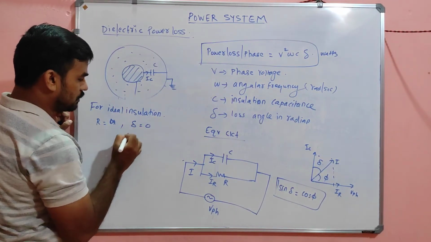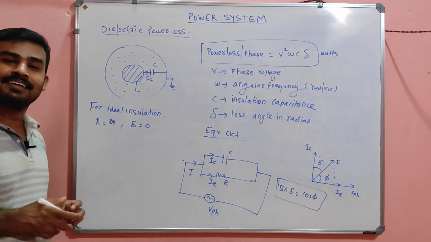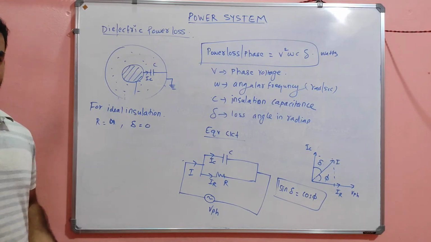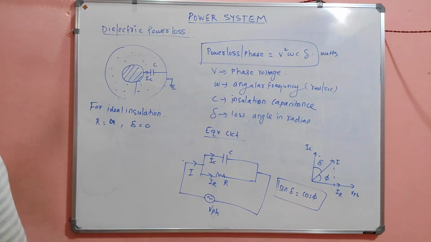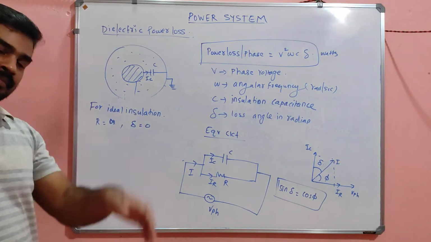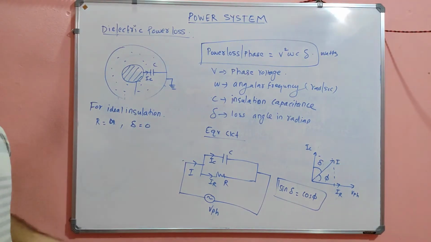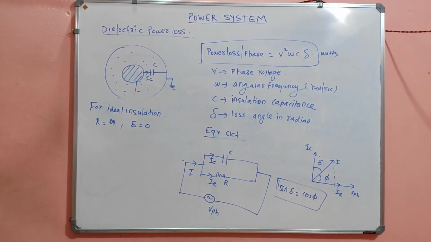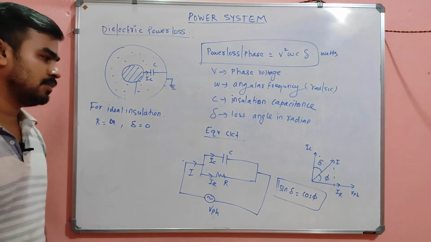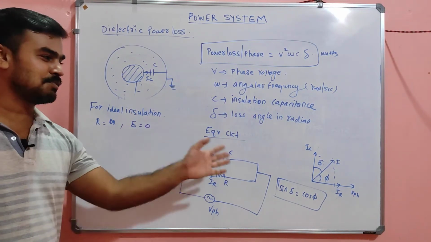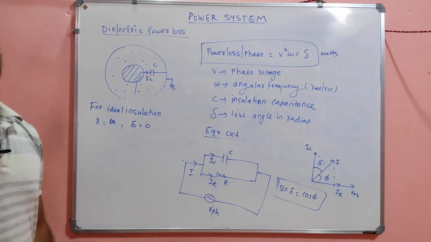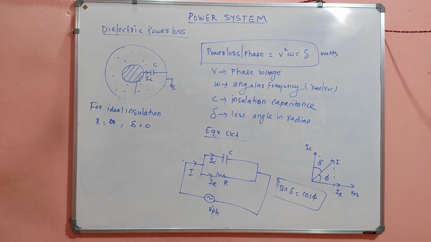So delta will be equal to 0. This also may be asked. For ideal insulation, R will be infinity, so delta will be 0. Then cos phi will be cos 90, which is 0, so 0 lead will happen. Is it clear, my dears?